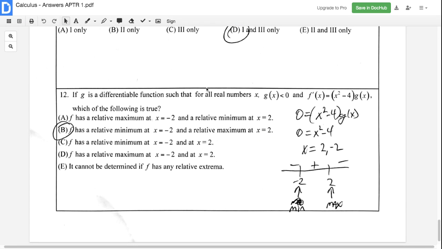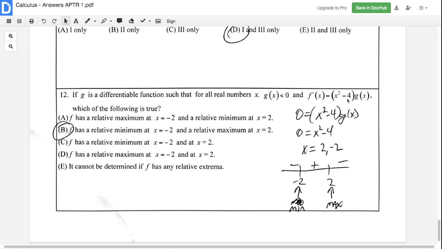Number 12, differentiable function such that for all real numbers x, g of x is less than 0. So that means g is always going to be negative. And f prime of x equals this. Which of the following is true? So we're talking about maxes and mins in here. So that means I want to set the derivative equal to 0 to find my critical points, and then do a sign line to figure out if those critical points are maxes or mins.